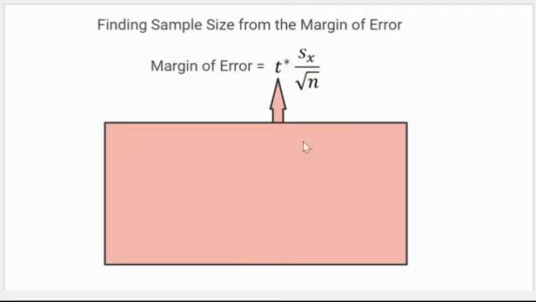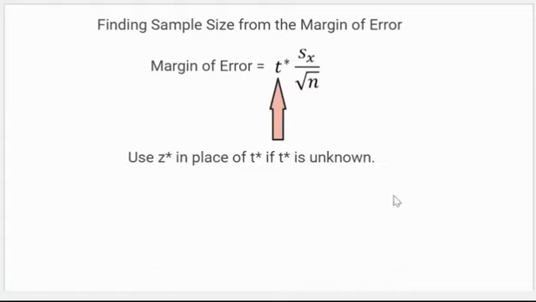Now the problem is, in order to find t star, we need to know the degrees of freedom. Well, in order to know the degrees of freedom, which is n minus 1, you would need to know what the sample size was. So in most cases, you won't know t star, and then what you're going to do is use z star for that particular confidence level in place of t star because it is unknown. And then you would solve for n, and that would give you the approximate sample size that's being asked.